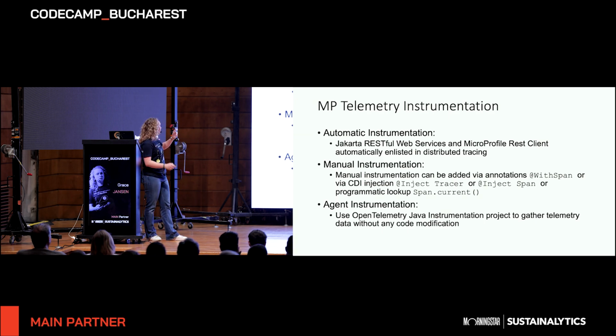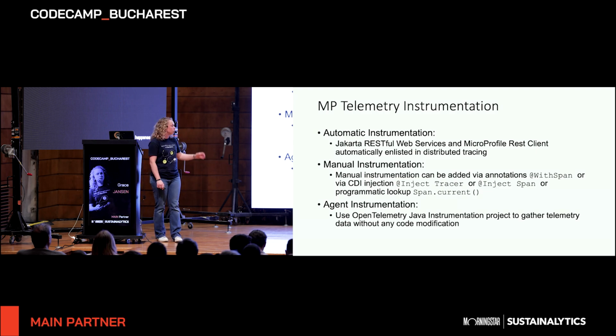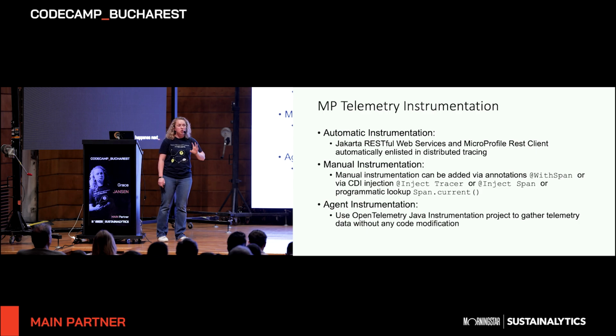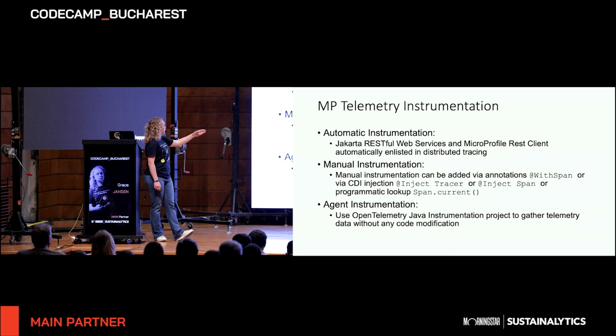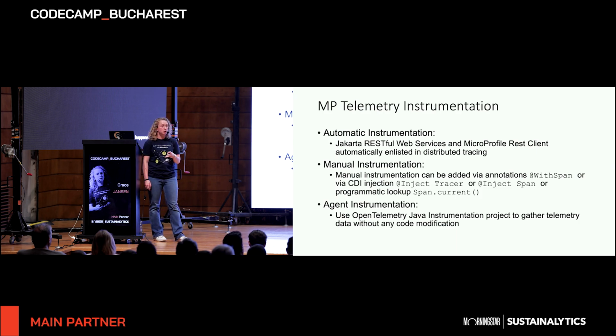Okay, second one is manual instrumentation. That can be added via annotations. If you're familiar with MicroProfile, you'll be familiar with annotations because they use them everywhere. So you can use the annotations with span, or you can do it with CDI injection, which is another API you can use from MicroProfile. So you can use @Inject Tracer or @Inject Span, or alternatively, because we just love options, you can do a programmatic lookup as well. The third and final option for implementation is using agent instrumentation. So using OpenTelemetry Java instrumentation to gather that telemetry data, again, without any code modification.